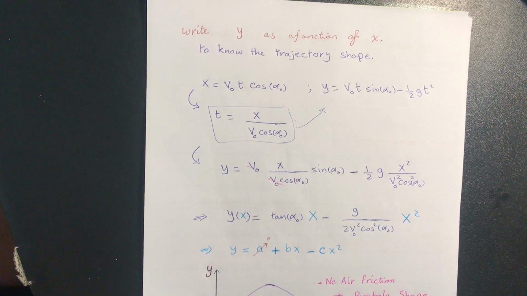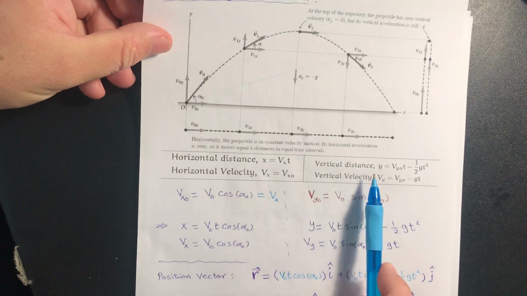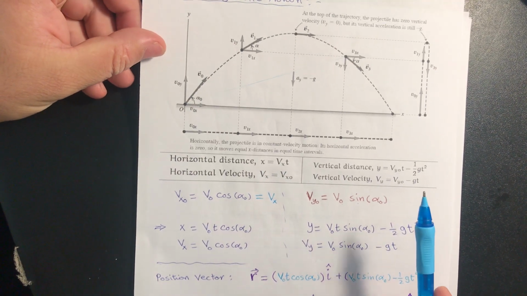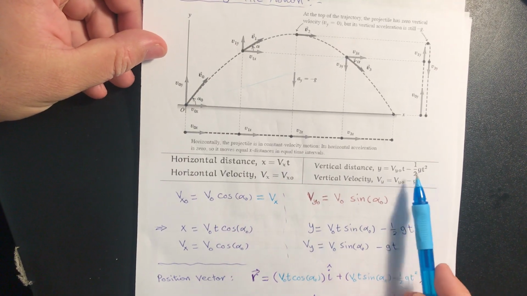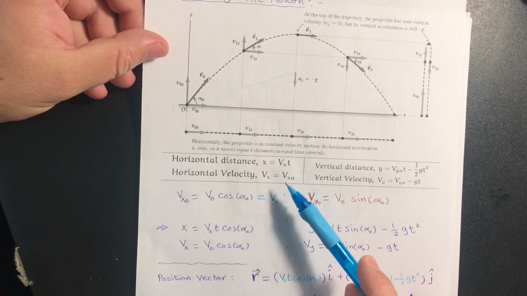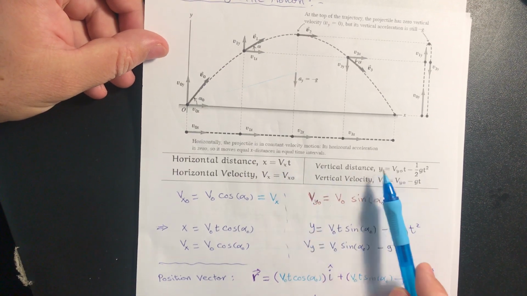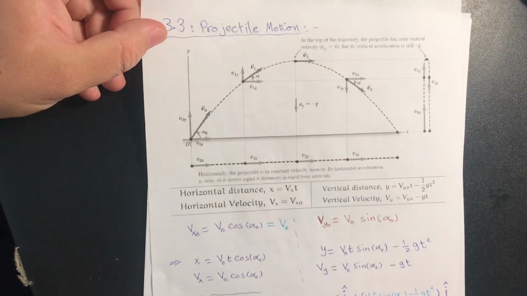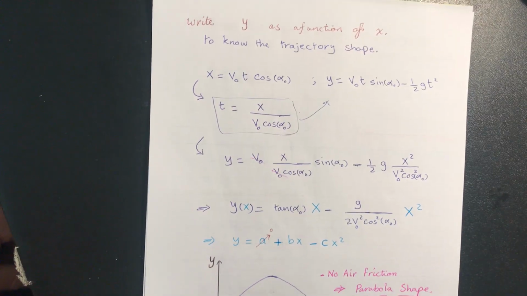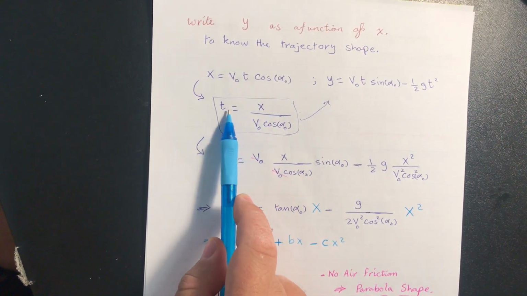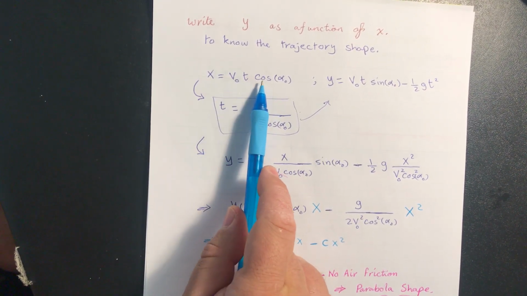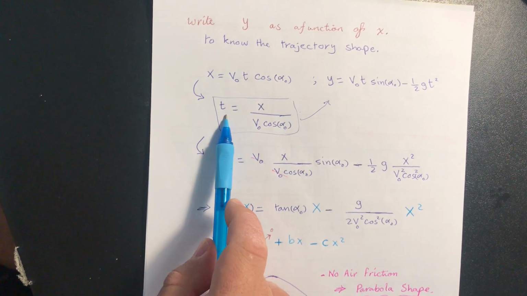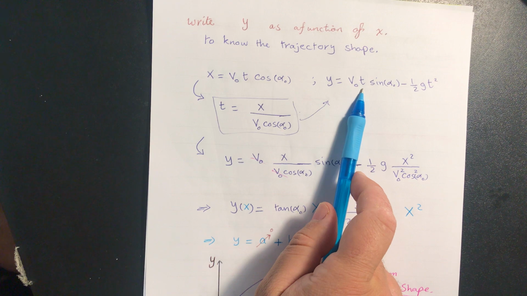We have the equations for y and x, and we have a third parameter, which is t. We need to remove t from both of these equations and use it to connect them. From the first equation, we can find that t is equal to x over v naught cosine alpha. Then we need to put this value of t in the y equation.